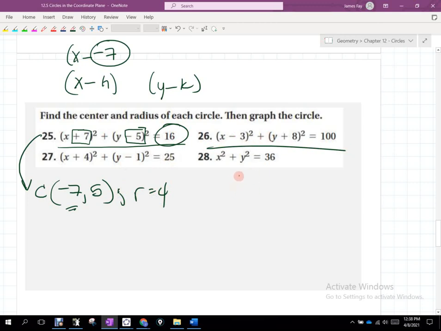What if I look at this one? What is the center for that one? 3, negative 8, and what is the radius? Radius is 10. So it's just working in reverse order, right? Okay.